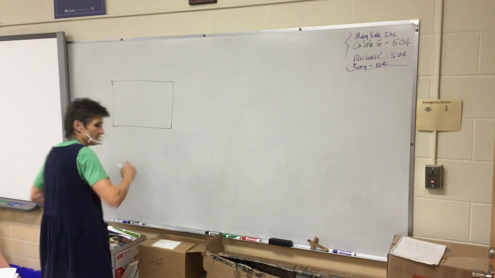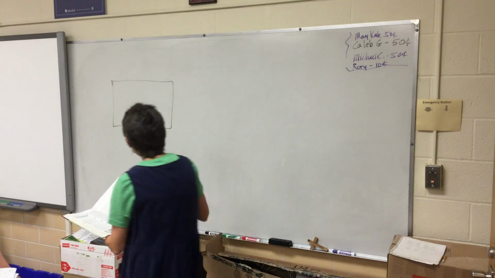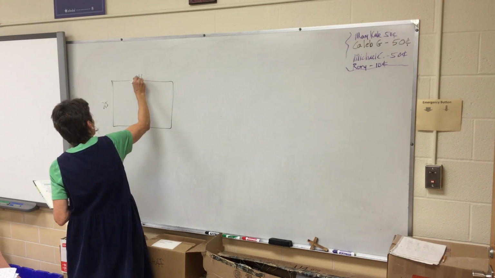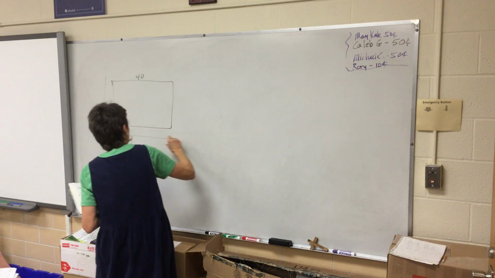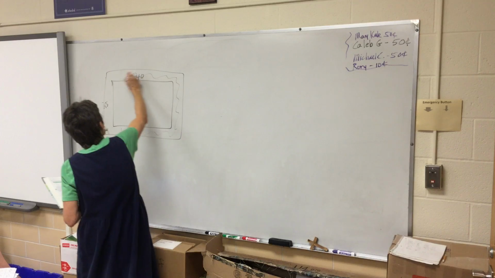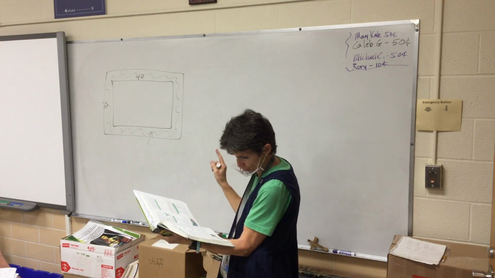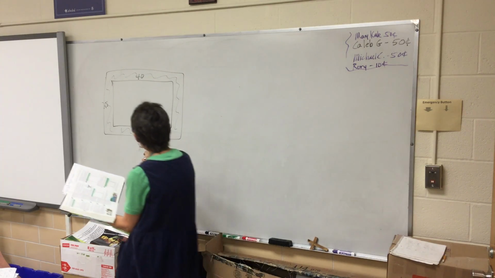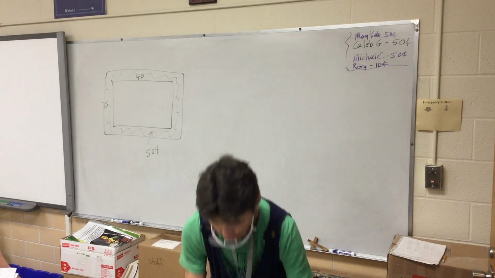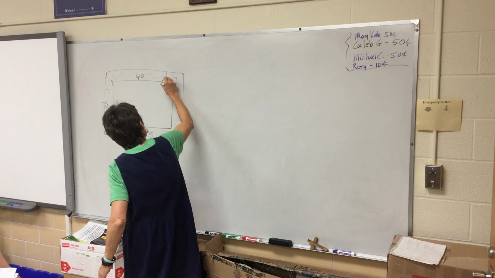Here's our patio, and we're told how big that is. How big is that patio? It is 25 by 40. And we're just going to build a little thing around it that's got bushes and stuff in it. And the area of just that strip is 504 square feet. Your job is to figure out how wide the patio is.